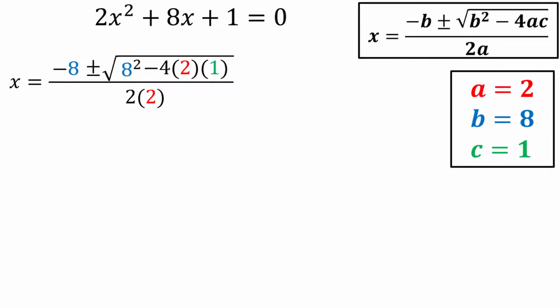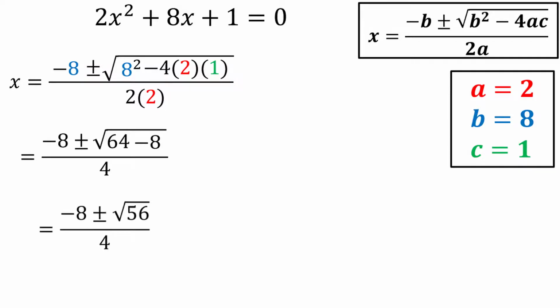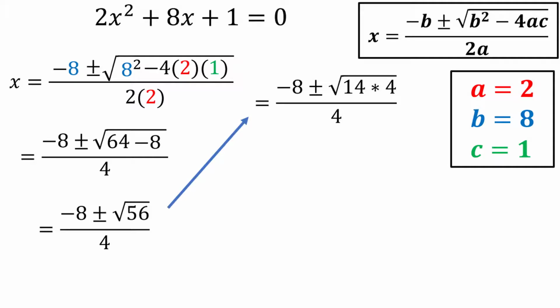Now we can simplify. We have negative 8, and we must add and subtract the square root of 8 squared, which is 64, minus 4 times 2 times 1, which is 8. This should all be divided by 2 times 2, which is just 4. Now let's simplify the inside of the square root. 64 minus 8 is equal to 56. 56 can be rewritten as 14 times 4.